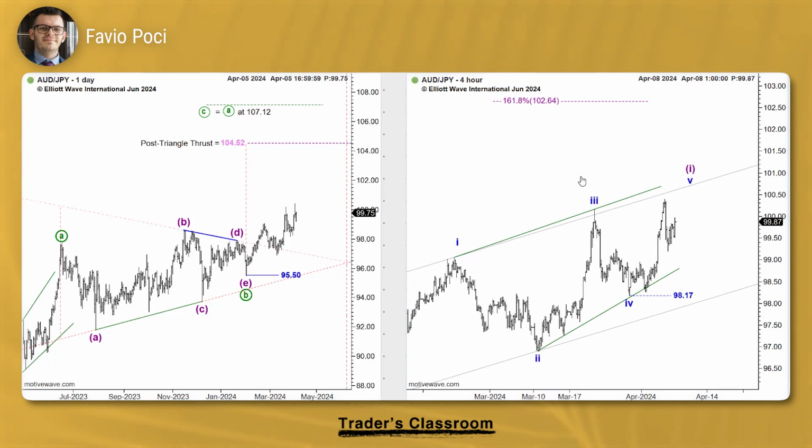It's a leading diagonal still in the direction of the primary trend. The reason why is still wave 1, and why not the entirety of wave C? It's because we're very short of the target.